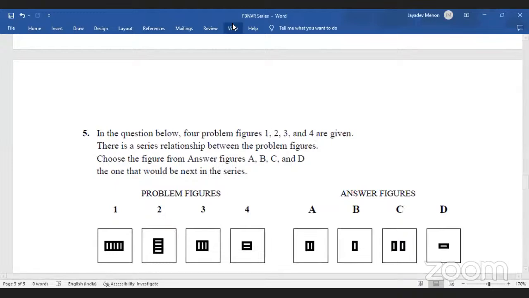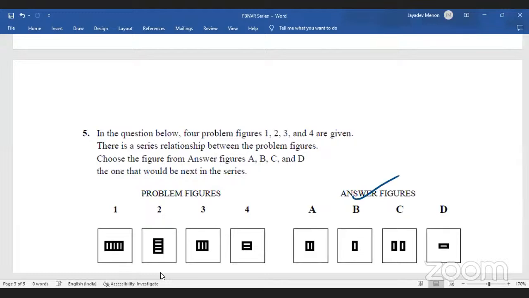So if you are looking at the problem figures, in the first figure, we have 1, 2, 3, 4, 5 rectangles, which are in horizontal shape. Now coming to the second figure, we have 4 rectangles, which are in vertical shape. And in figure 3, we have 3 rectangles, in horizontal shape. And in figure 4, we have 2 rectangles and the figure is in vertical shape. The next figure will have only 1 rectangle and it could be horizontal.